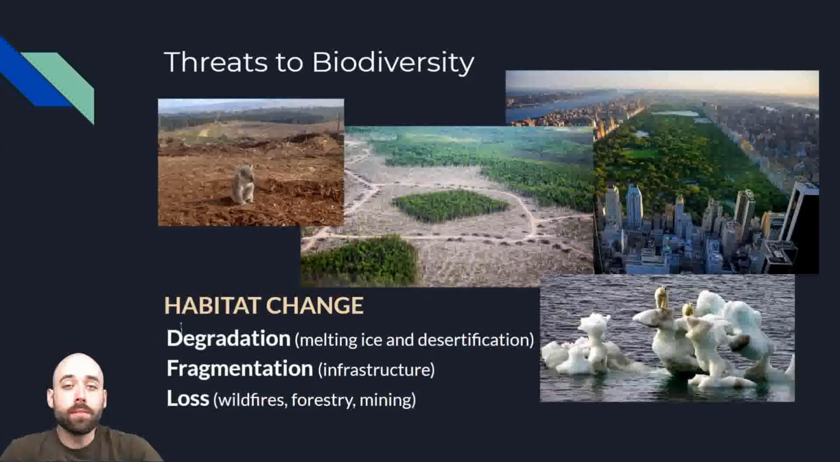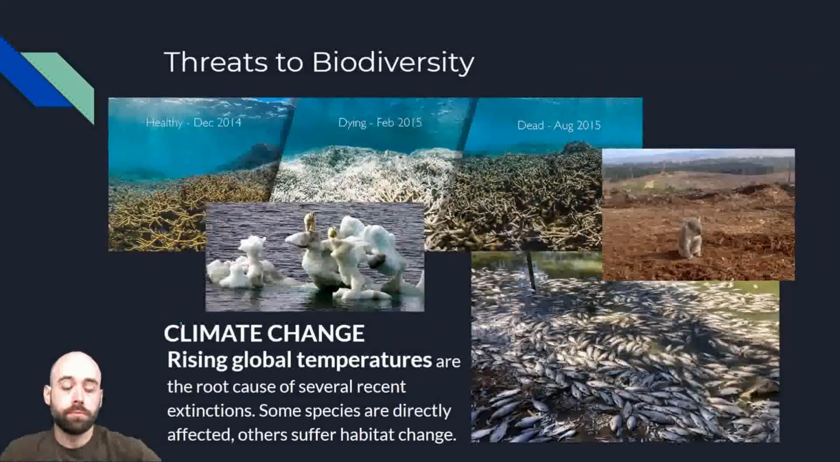Habitat change can take many forms. There's degradation, such as the melting ice caps and desertification. There's fragmentation from infrastructure like roads and buildings, like in New York City. And there is loss, which can occur from fires, forestry, mining, and many other things. The one you probably know the most about is climate change. Rising global temperatures are the root cause of several recent extinctions, and some species are directly affected, like coral or fish, and others suffer from habitat loss, like the poor polar bears and koalas from our last slide.